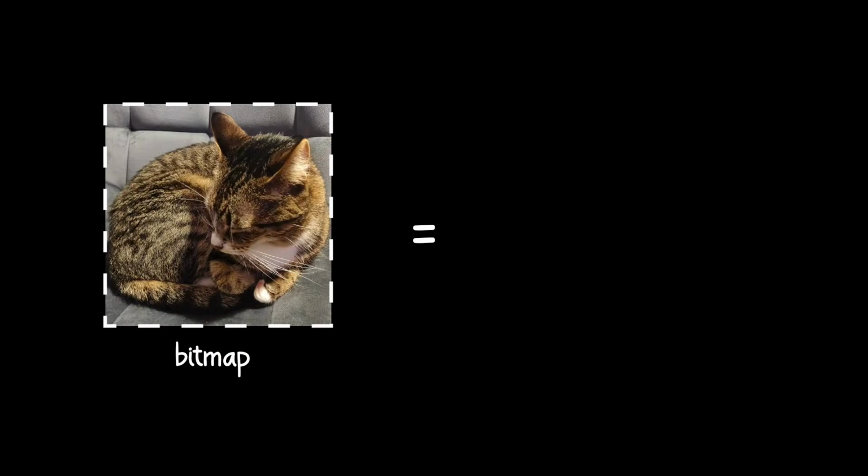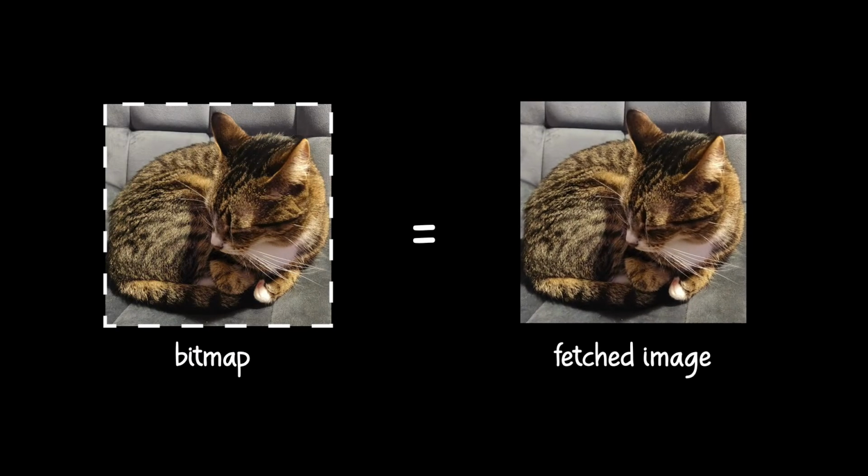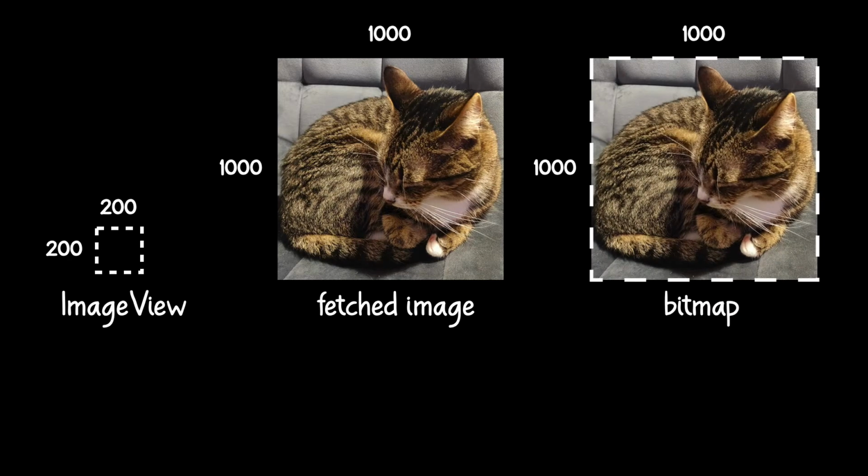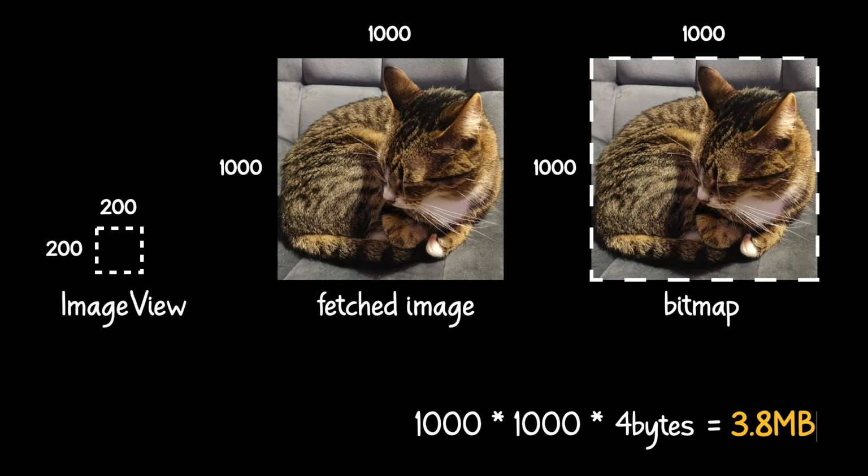In Picasso, the dimensions of a bitmap are the same as the dimensions of the image that you downloaded. So it doesn't matter if your view is only, let's say, 200 pixels square. If you load a very huge bitmap into that view, for example, an image that is 1000 pixels square, the size of that bitmap will be 1000 times 1000 times 4 bytes, so about 3.8 megabytes.